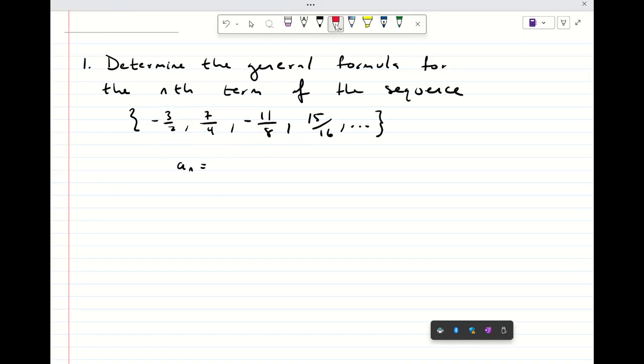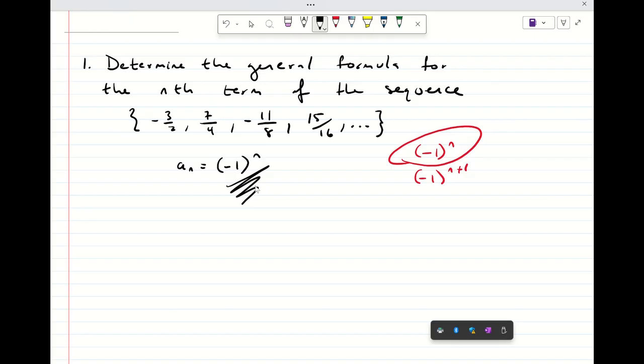Whenever you have any type of alternation, you're going to have two options for your formula. It's either going to have a -1 to the n or a -1 to the n plus 1. Since we only have two options, we can try the first option and see if it works. So let's take n and substitute 1 in there. -1 to the power of 1 is -1, and that's exactly what we want to have at the very beginning. So -1 to the n is exactly what we want.